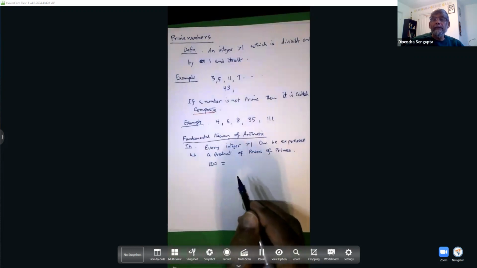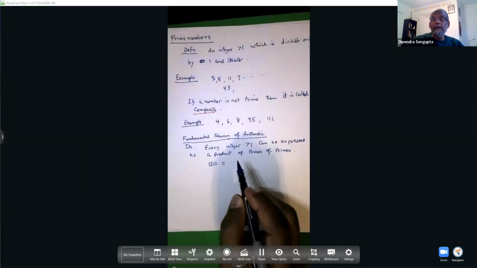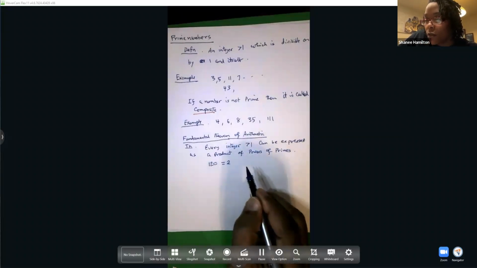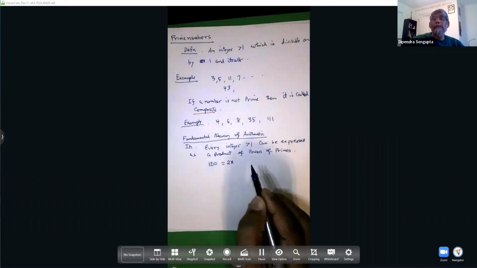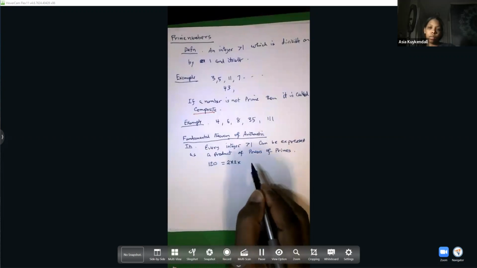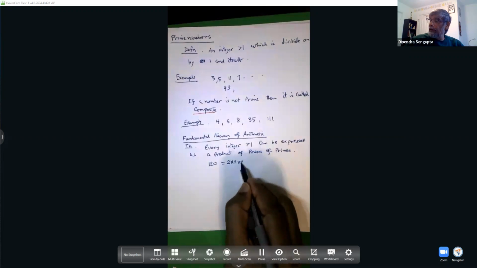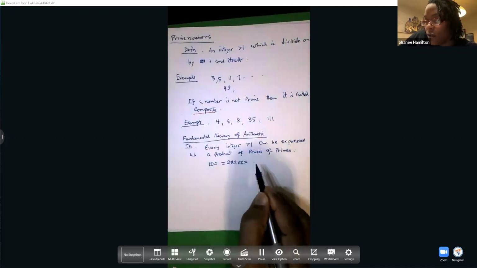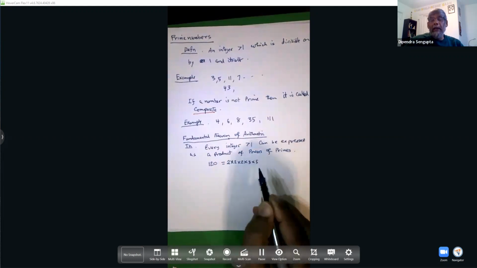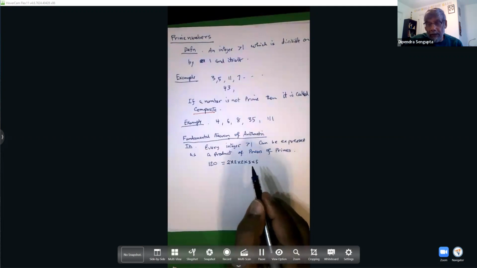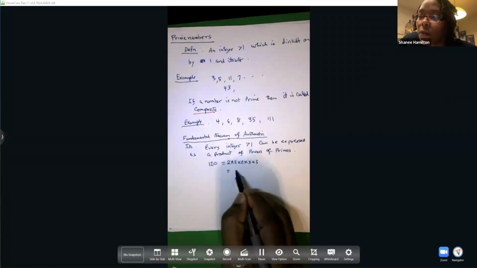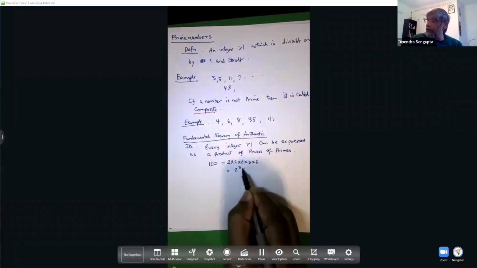120. Can I divide 120 by 2? Yes. I'm left with 60. Can I divide 60 by 2? Yes. I'm left with 30. Can I divide 30 by 2? Yes. I'm left with 15, and 15 is 5 times 3. So I break 120 into small pieces of primes. How many 2's are there? 3. So 2 to the power 3 times 3 times 5.